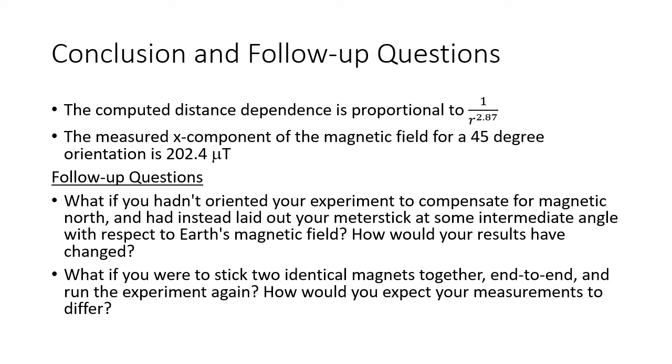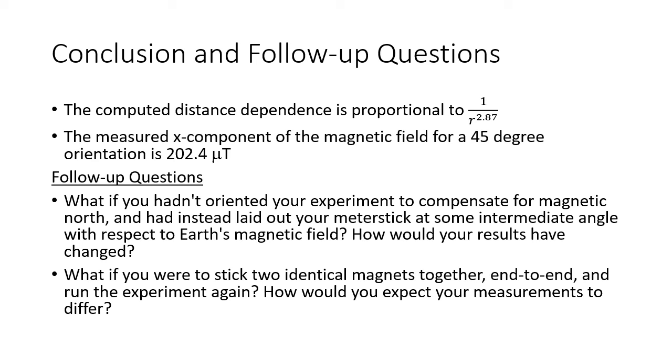The measured distance dependence of the magnetic field is shown again to be proportional to the distance to the power of negative 2.87, which closely agrees with the theoretical value of 1 over the distance cubed. The measured value of the x component of the magnetic field at a 45-degree orientation was 202.4 microteslas, which is in accordance with my computational model.